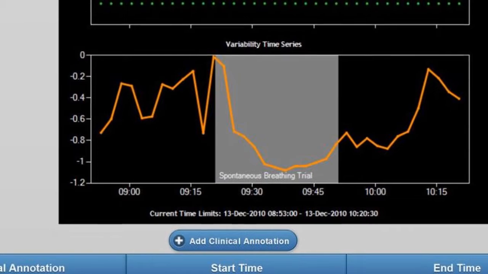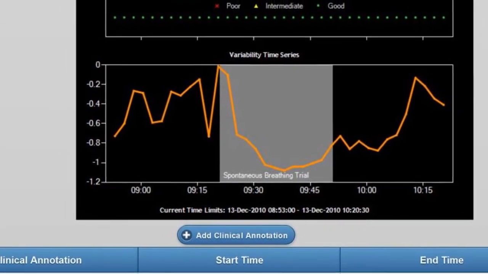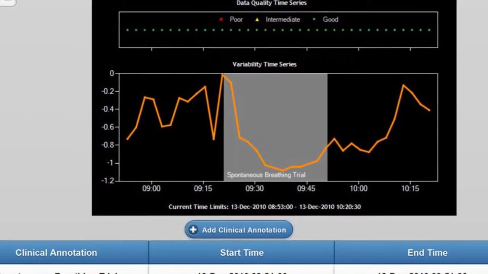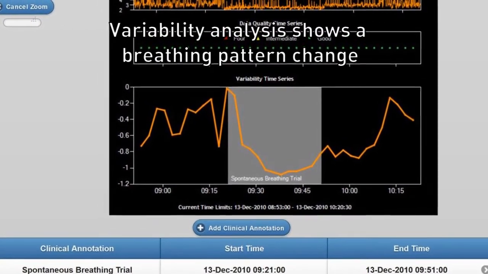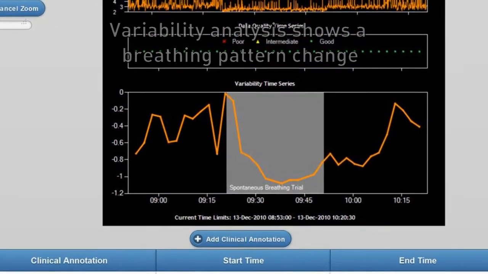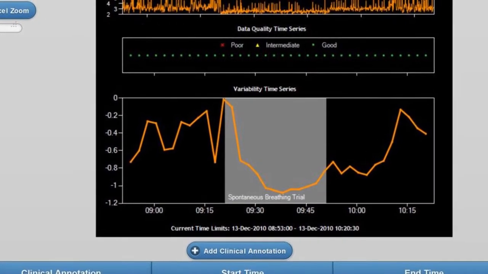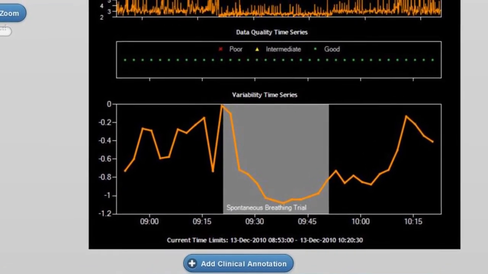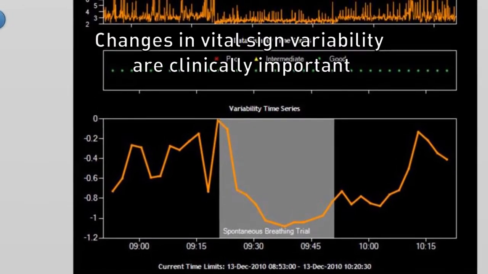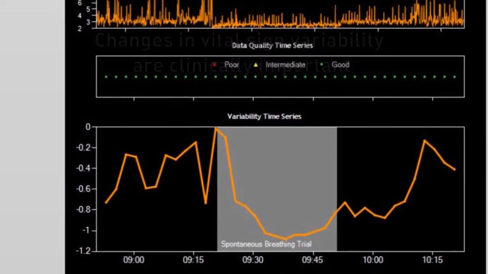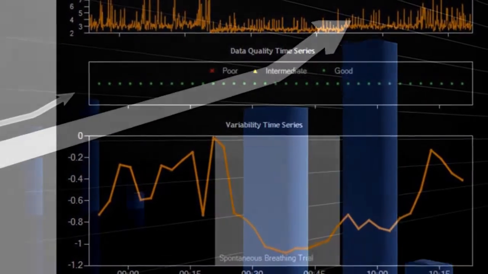Here we see the same patient data displayed graphically, highlighting a pronounced change in the variability of breathing for this patient. This pattern could not be detected by watching the patient or their respiratory waveform trace on a conventional vital sign monitor. This drop in variability is clinically important as less variability identifies that the patient is under more stress, is more fragile, and less able to withstand removal of life support.